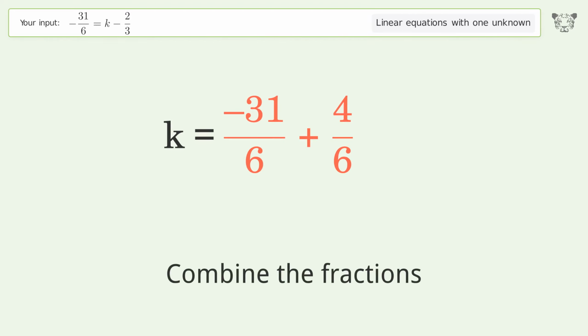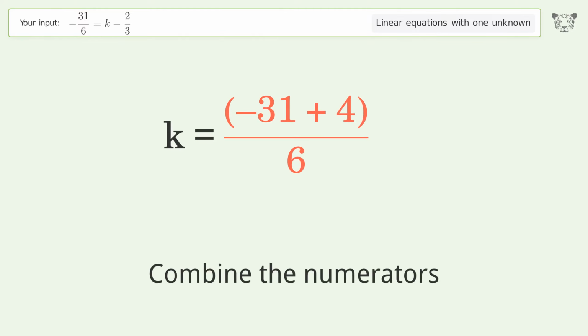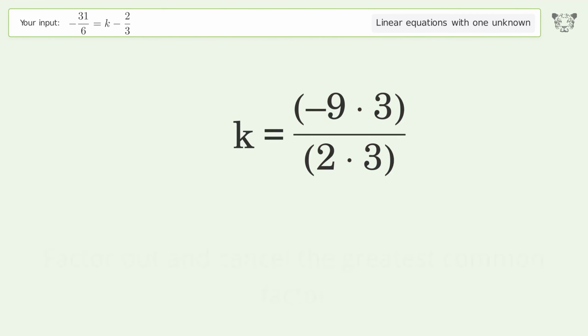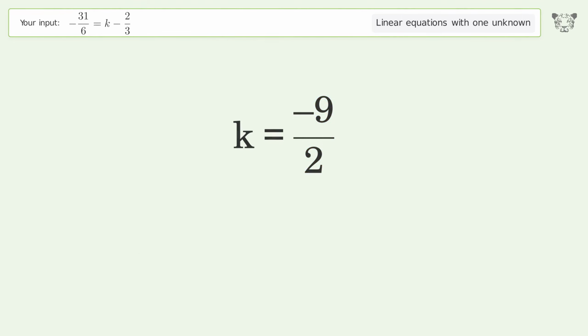Combine the fractions. Combine the numerators. Find the greatest common factor of the numerator and denominator. Factor out and cancel the greatest common factor. And so the final result is k equals -9/2.